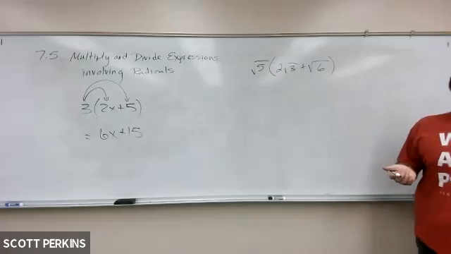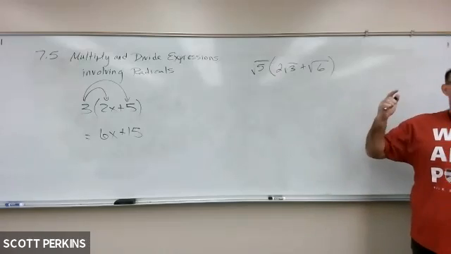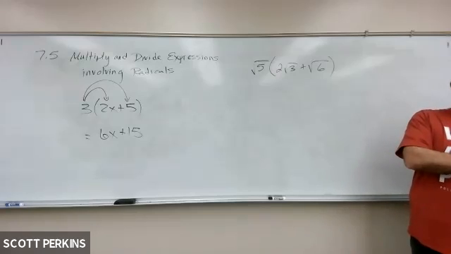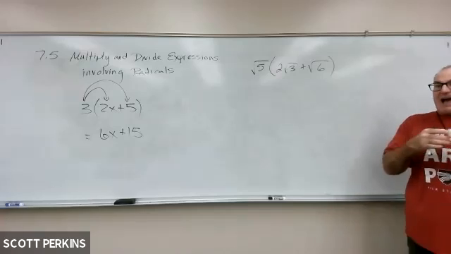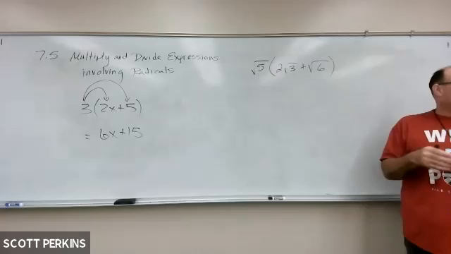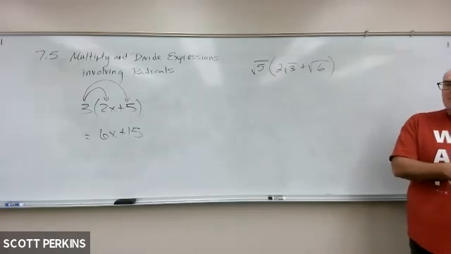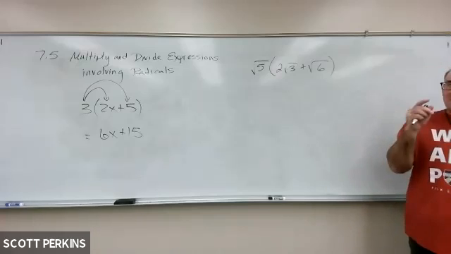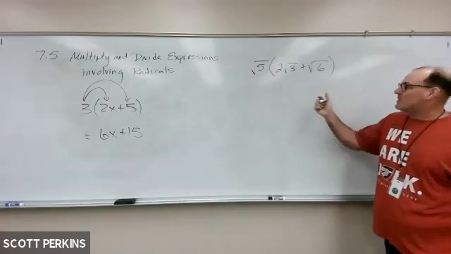So once again, I'm going to distribute. And just remember this, the product rule of radicals. Something's outside the radical, you multiply by other stuff outside. If something's inside the radical, you multiply by other stuff inside. Okay, you don't cross over. Outsides with outsides, insides with insides. Okay, so here we go.